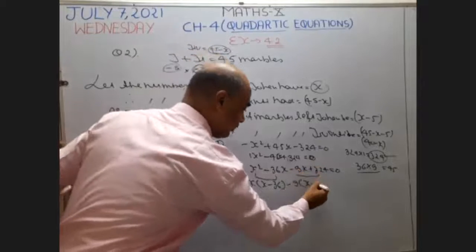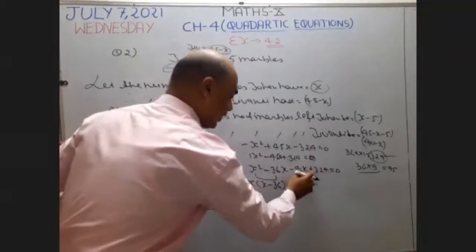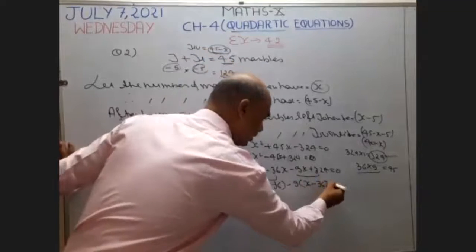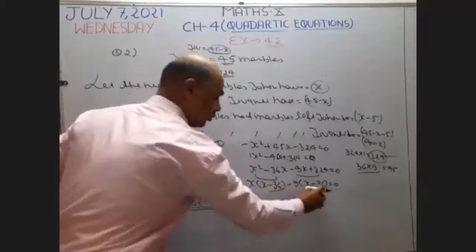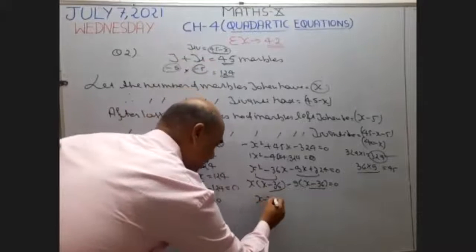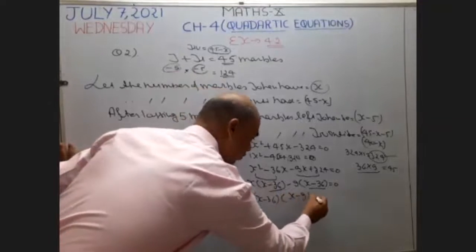This positive number becomes negative. Now divide 324 by 9. When we divide 324 by 9, it becomes 36 is equal to 0. Now see, this one is common. When I take x minus 36 common, what is left? x minus 9 equal to 0.